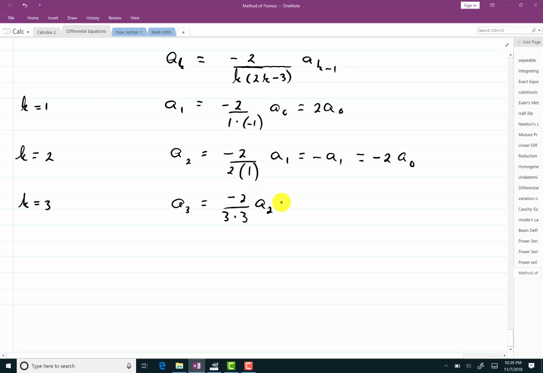A sub 2. That'll be negative 2 over 3 squared. A sub 2 is negative 2a sub 0. So we get 2 squared over 3 squared, a sub 0. And then I'll end it off with k equals 4. A sub 4 equals negative 2 over 4 times 2 times 4 is 8 minus 3 is 5, times a sub 3. I can cancel a little bit here.